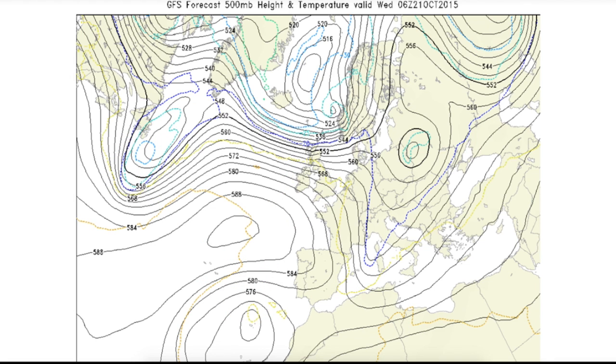but eventually what will happen is another trough will come through. It will squeeze the high further south. This will warm up, and it looks as if we do get back into a westerly, although it may take some time to do that. It may well be early November before that finally arrives.